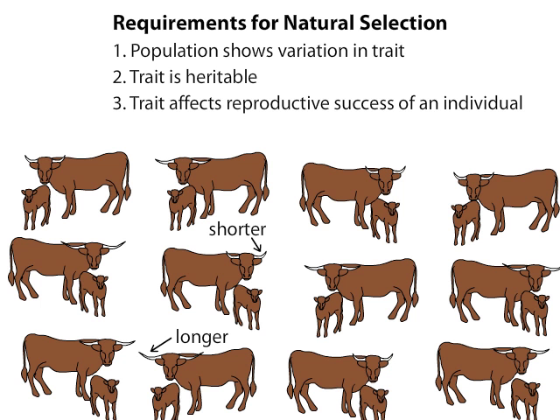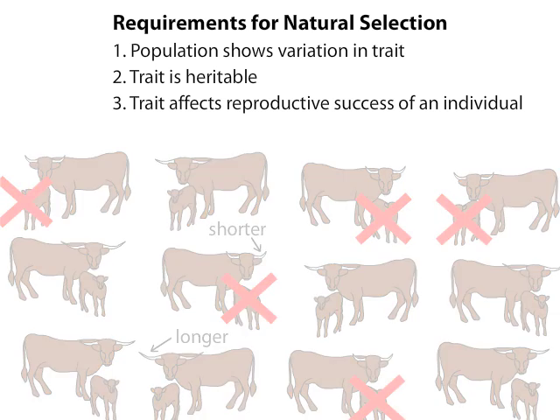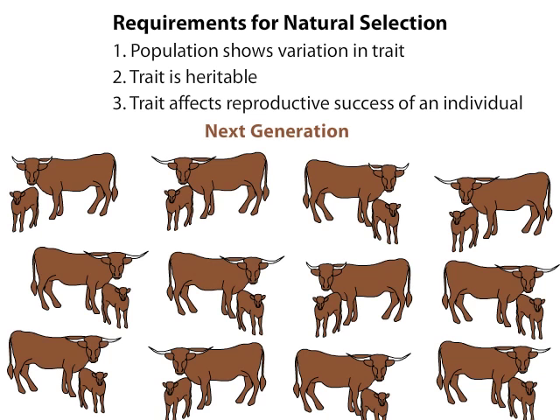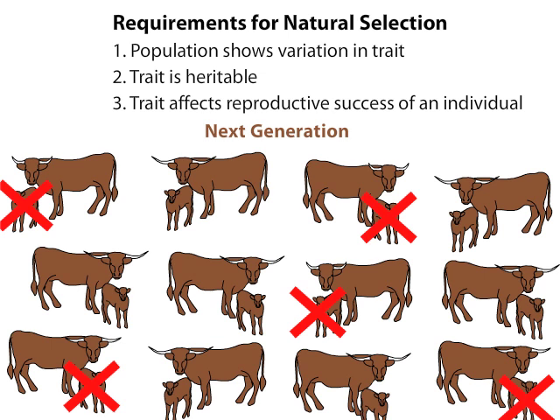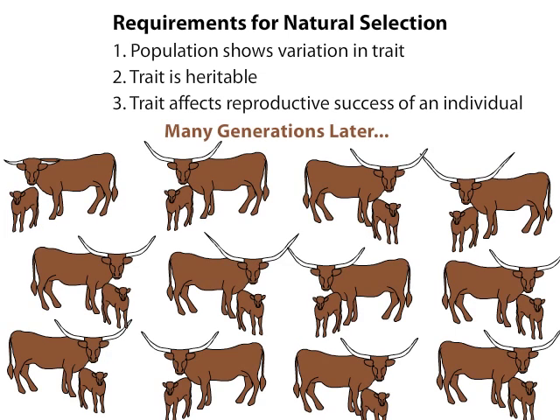The trait did indeed affect the reproductive success of the individual, as there was heavy predation from bears, mountain lions, and wolves, especially on young calves. Cows with shorter horns were less successful in protecting their calves against attacks. As a result, the next generation contained more individuals with longer horns. Over a few hundred years, the average horn length in the feral herds increased considerably.